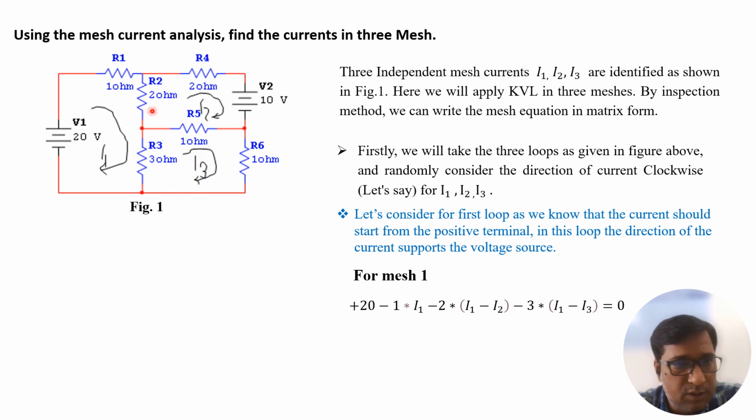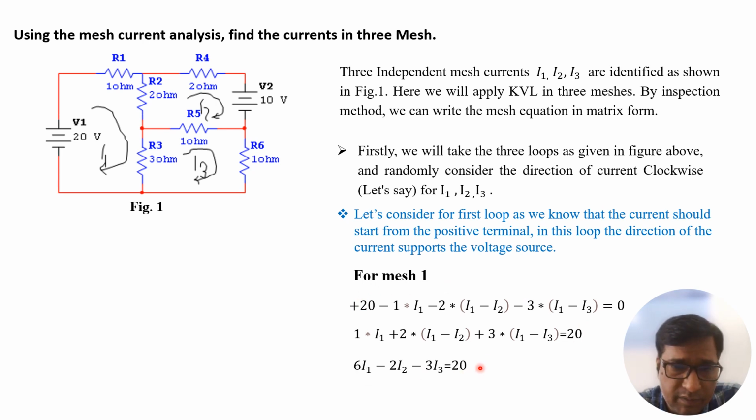So in this 2 ohm resistance currents I1 and I2 both will flow, but we will consider I1 minus I2. V is equal to I into R. So R is 2 ohm and I is I1 minus I2. Similarly for the third one there is I1 minus I3, because here is I1 and this part is I3. So here the current is I1 minus I3. So that will be the KVL equation for mesh number 1. And this can be written this way. Here we have just taken 20 to the different side, and the equation will look like this.